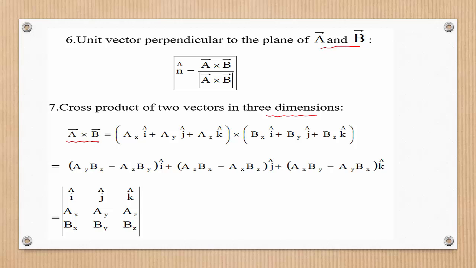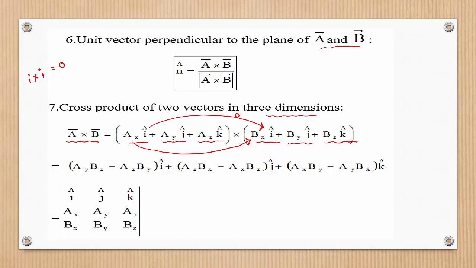This is vector A cross vector B. Vector A is given as AX i cap plus AY j cap plus AZ k cap. Vector B is given as BX i cap plus BY j cap plus BZ k cap. So we have to multiply vector A cross vector B. First we take AX into BX, i cross i. What is the value of i cross i? I cross i is equal to 0. So this term will be 0.